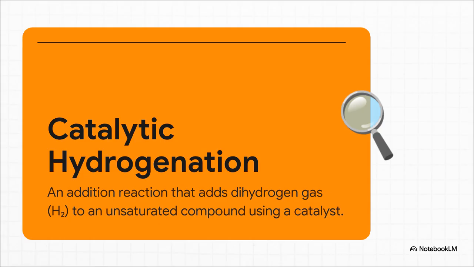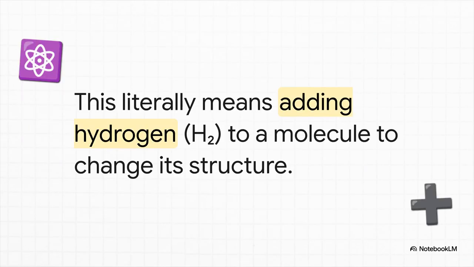To really get it, let's just split that big name right in two. First up, hydrogenation. This part's pretty easy. It literally just means we're adding hydrogen. Specifically, we're using dihydrogen gas, or H2, which is just two tiny hydrogen atoms stuck together. That's it. That's the main event.